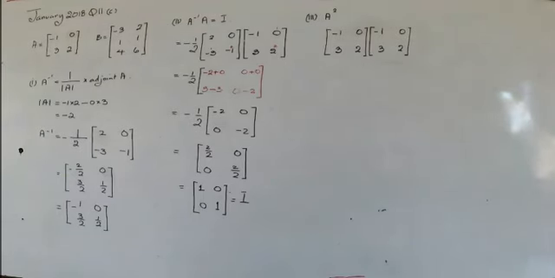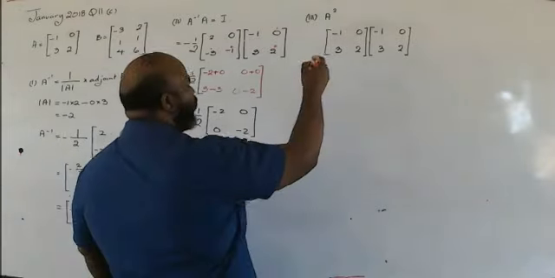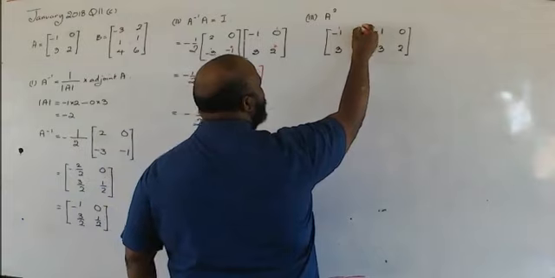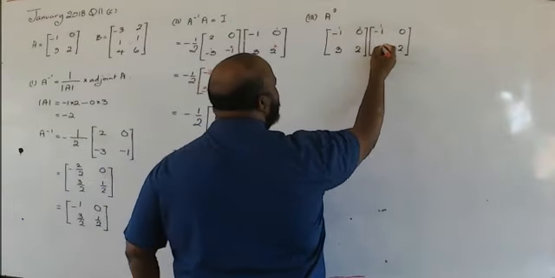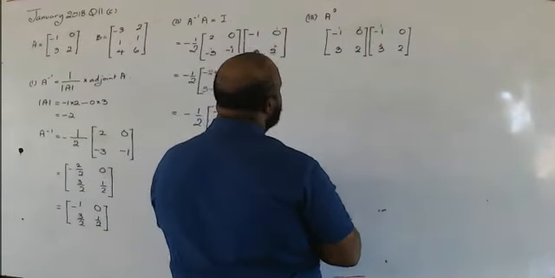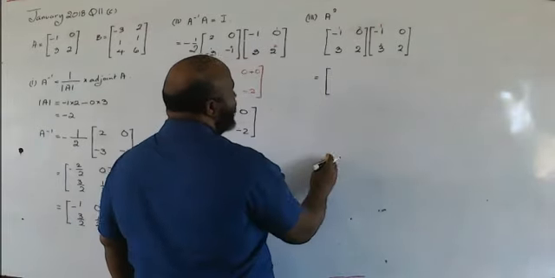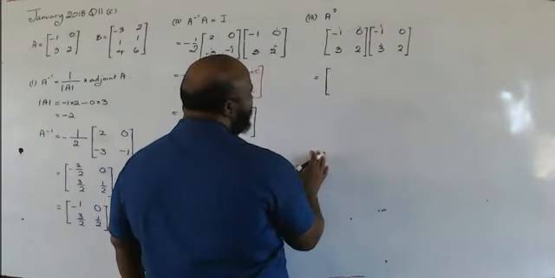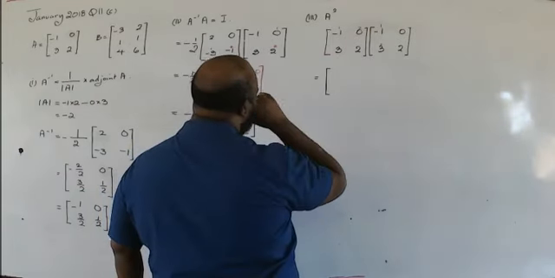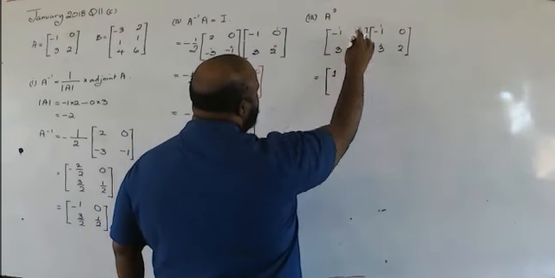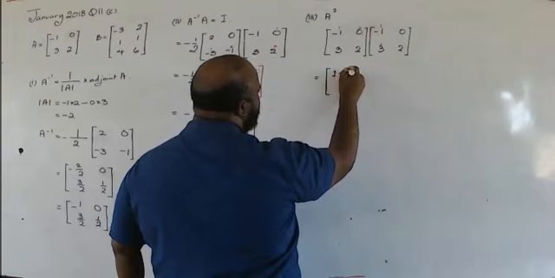How do we multiply a row by a column? First element in the row, first element in the column. Second element in the row, second element in the column. So, top row, left column: negative times a negative is a positive, 1 times 1 is 1, plus 0 times 3 is 0.